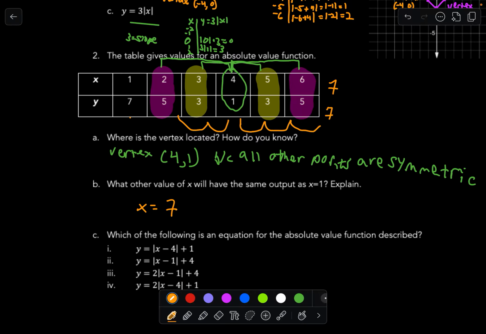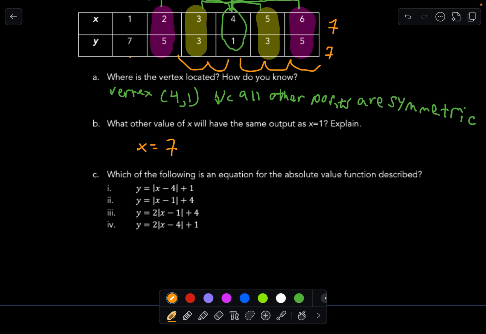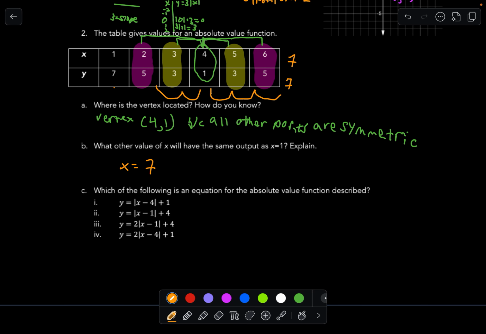Which of the following is an equation for the absolute value function described? Well, we see that the vertex of this absolute value function is (4, 1). So we know that the equation is going to have y equals some a that we may not know, times the absolute value of x minus 4, plus 1 on the outside. With that in mind, this one's out of the question because they switched them, and this one's out of the question. The only two possible choices are I and IV, which is 1 and 4 in Roman numerals.